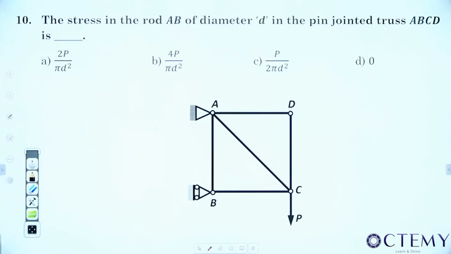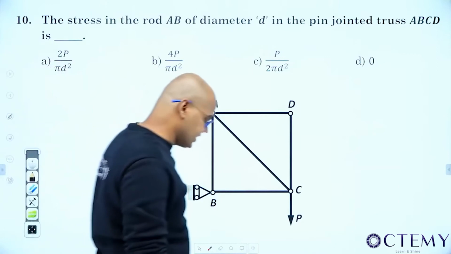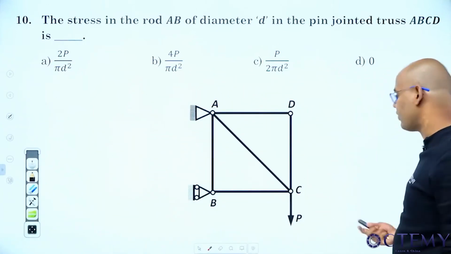This is the last question. It's a simple one. Tell me: the stress in the rod AB of diameter D in the pin jointed truss ABCD. Even though he's asking stress, how? Simply, stress is nothing but force upon area. He didn't give area. Why? Let us check it out.